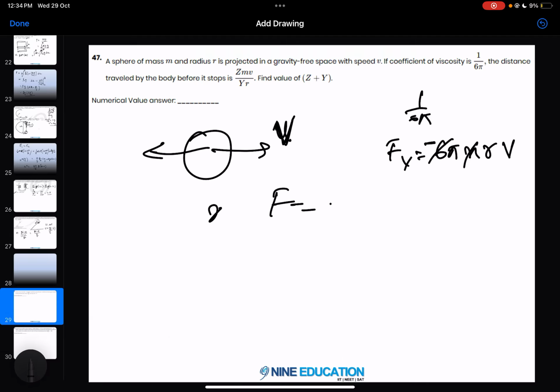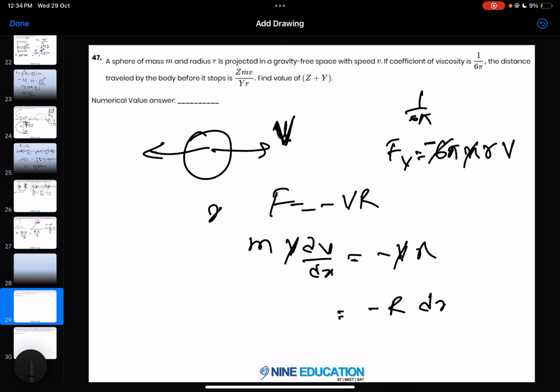So F is minus v r, so we will write mass into acceleration as m v dv by dx equals minus v r. The v cancels, we need x, so minus r dx is m dv. Integrating on both sides, x is simply minus m v by r.